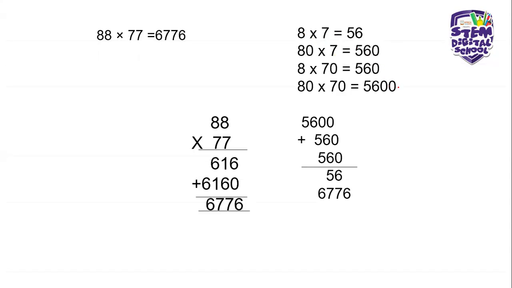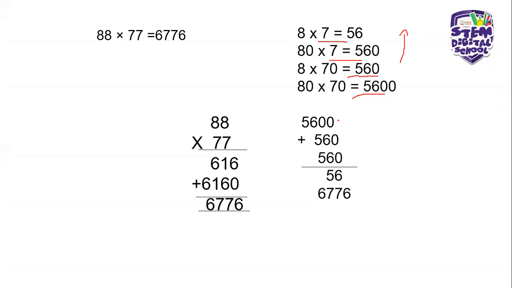So you moved from here to here. You started with the big one, the 80 times 70. Then you moved to the 8 times 70. Then you moved to the 80 times 7. Then you moved to the 8 times 7. Then what did you do? And then I went to the cluster.